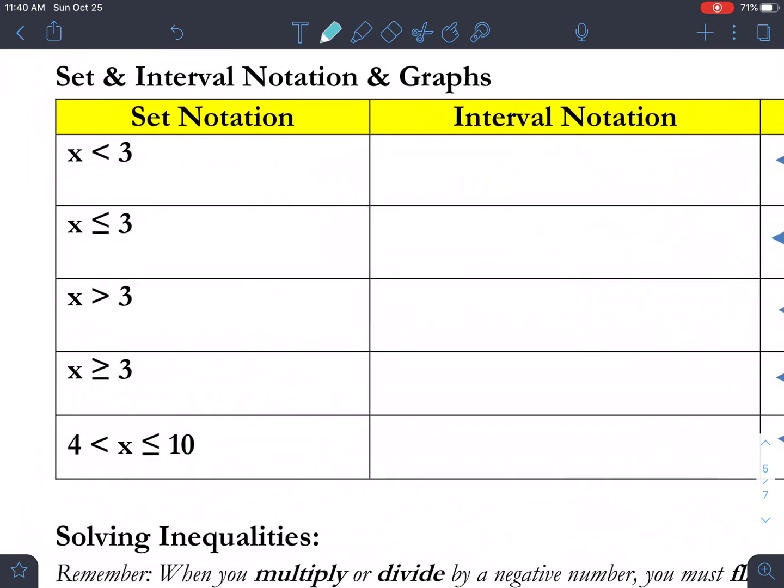First of all, you've seen these before. X is less than 3, less than or equal to 3, greater than 3, greater than or equal to 3, and then when it's written like this, that means X is in between 4 and 10. Okay, and that equal sign, remember, gives us a closed circle on our graph. Or if you're graphing the line, it would be a solid line versus a dashed line.